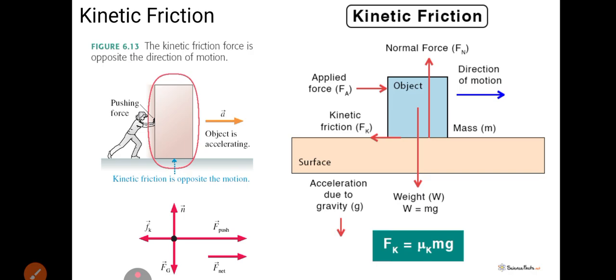So the formula for finding kinetic friction force is Fk, the kinetic friction, equal to the coefficient of kinetic friction multiplied by the weight or the normal force.